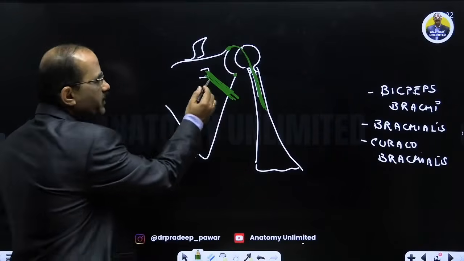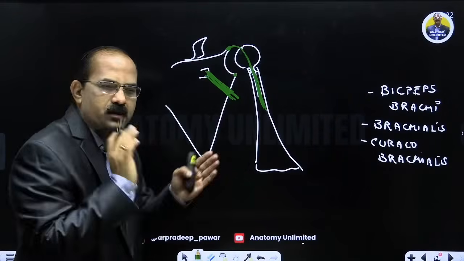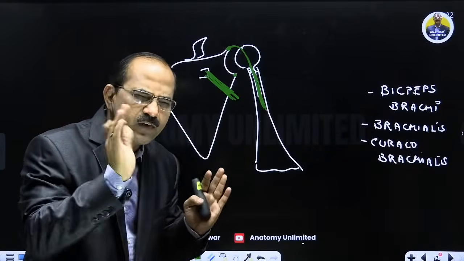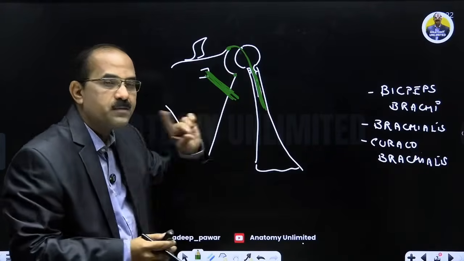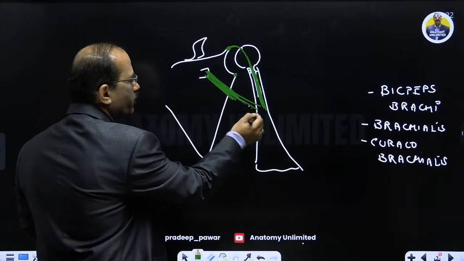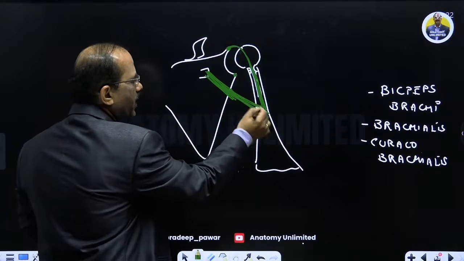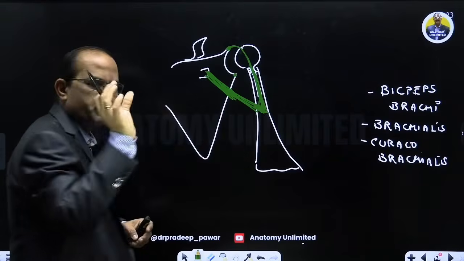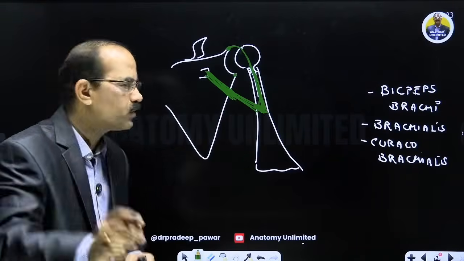So the short head of biceps brachii arises from the coracoid process. It is a flat tendon, ऐसे flattened tendon होता है. Long head of biceps is tubular, tube के जैसा. Now this short head will join with the long head. ये दोनों join होंगे. अब ये बनेगा belly of the biceps. Belly is the main muscle. हम main muscle को बोलते हैं belly.